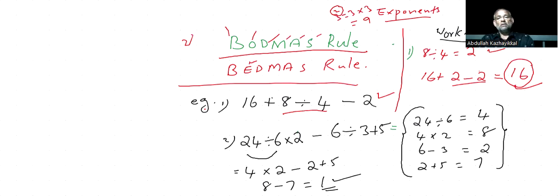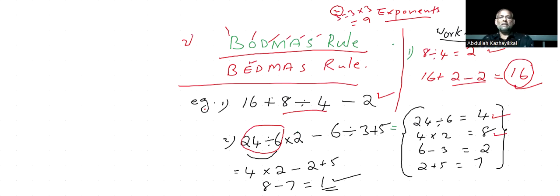Now, 24 divided by 6. First one, 24 divided by 6. That means 6 fours are 24. I got 4. This answer is over. Look here, the division is there, I did the division. Now 4 into 2, 8. This part is over. 24 divided by 6 is 4, and 4 into 2 is 8. This is also over.